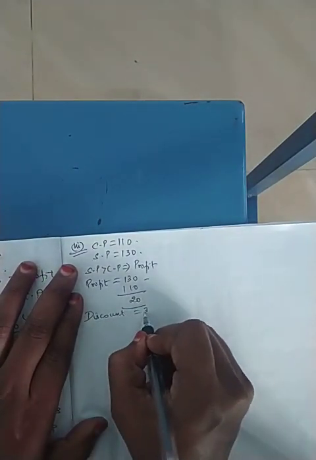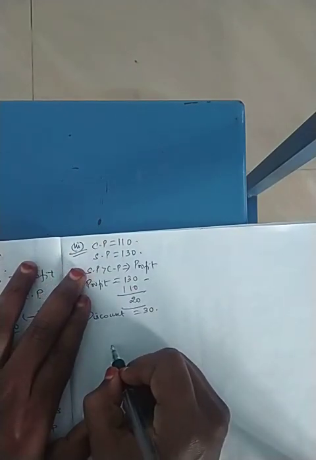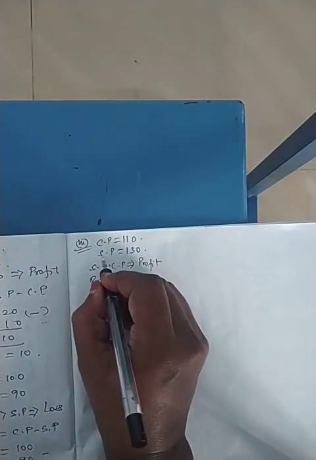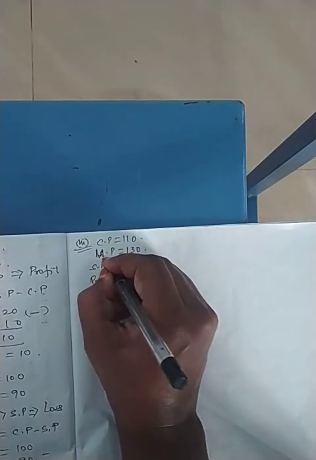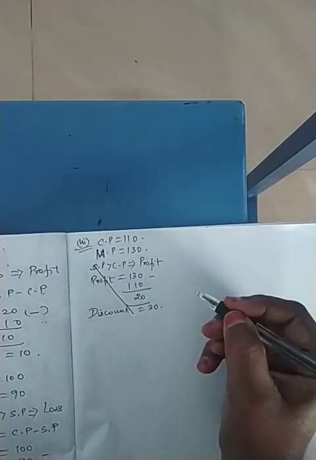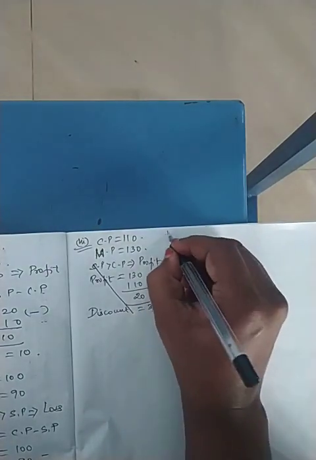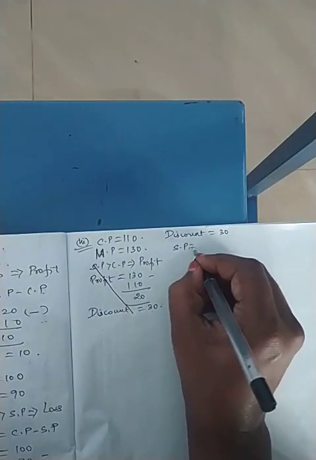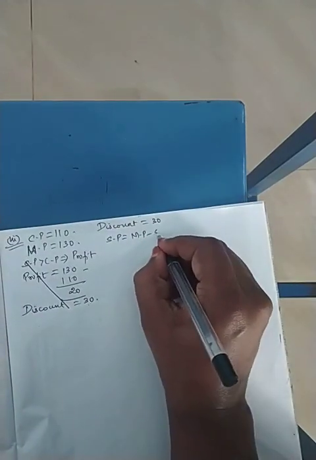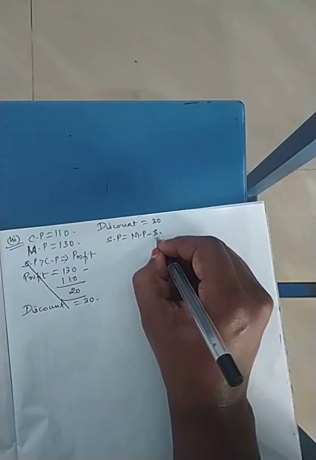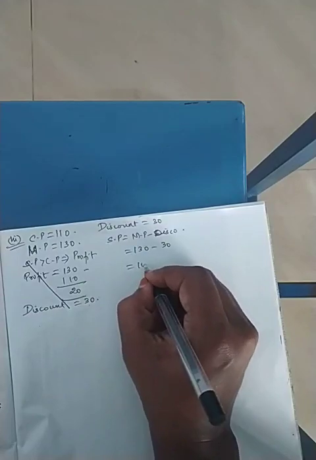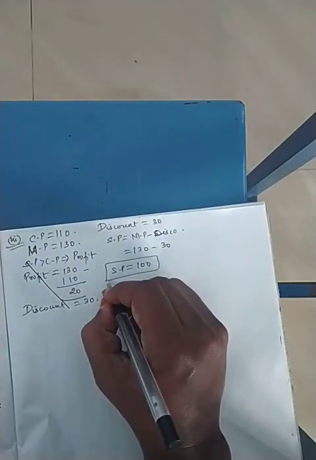Discount is 30 rupees. So what will be my... sorry, I have made a mistake. This is not SP. This is my marked price. So this marked price they have given, the discount is 30. When discount is 30, SP is equal to marked price minus discount. So 130 minus 30, which is equal to 100. My SP equal to 100.